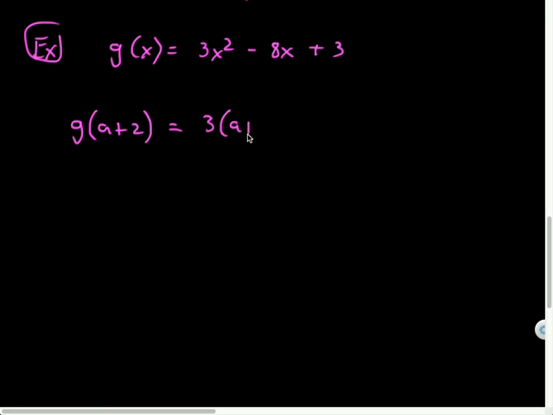3 times a plus 2 all squared, 8 times a plus 2. So I'm just going through and replacing the x's with a plus 2's, and then plus 3. And I just want to point out, g of a plus 2 does not mean g times a plus 2. I'm plugging a plus 2 into the function g, is what that means.